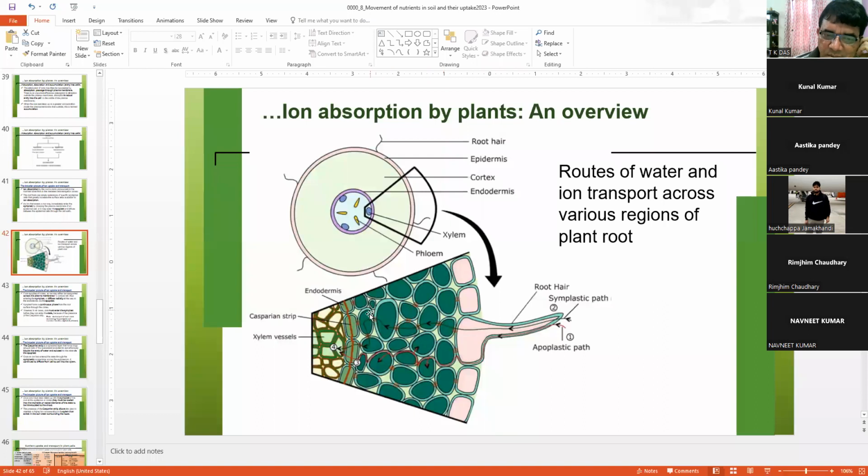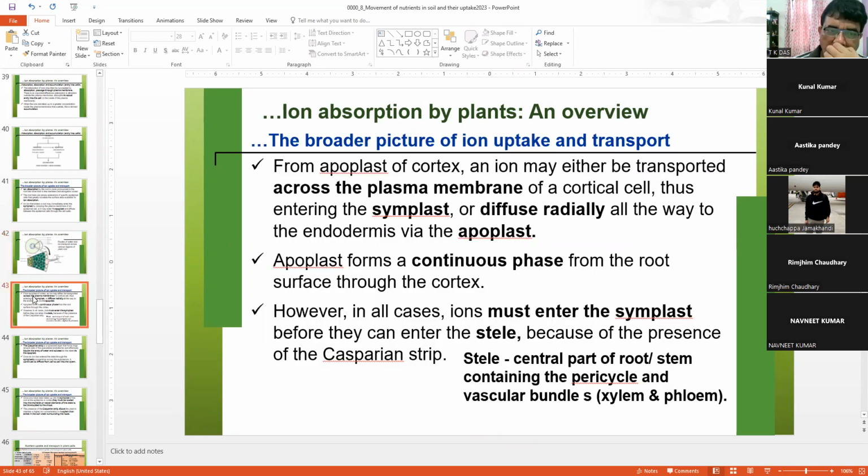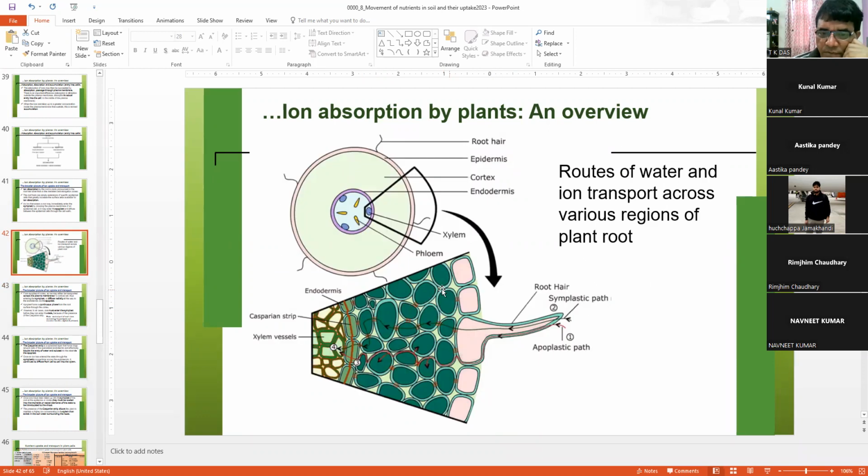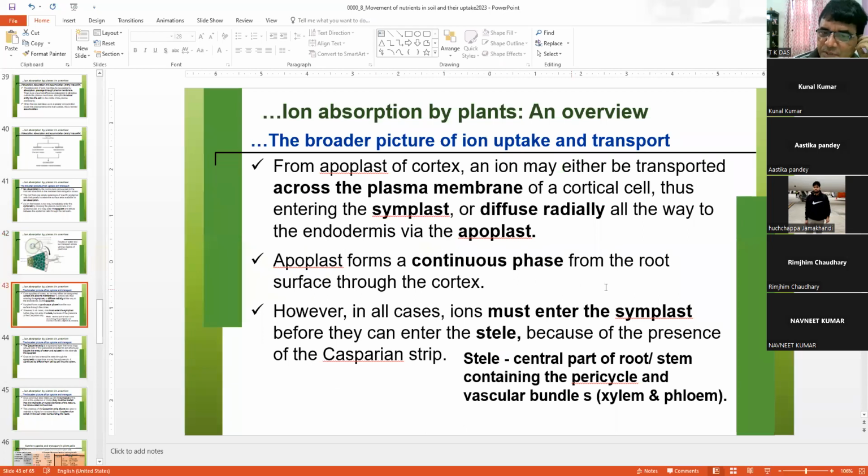These interspaces. And in the end, you can see the apoplast, these green ones. Apoplast forms a continuous phase from the root surface through the cortex. They make a continuous phase. You can see this. They are touching each other at one point and like this.